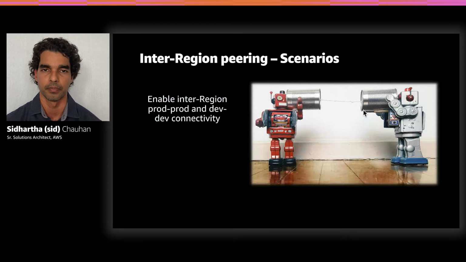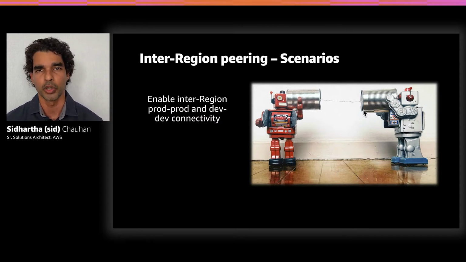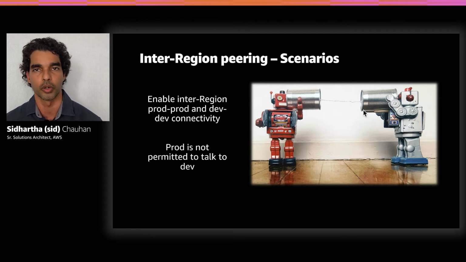Perfect. Now, that was an easy way of enabling connectivity between regions. So all VPCs in one region can talk to all VPCs in the other region. But most enterprise customers don't want that. They want more specific scenarios, something like, hey, I don't want my prod and dev VPCs talking to each other. I want segregation, isolation. So let's take an example of a scenario where I want only prod to talk to prod across regions, but I don't want my prod to talk to dev across regions.